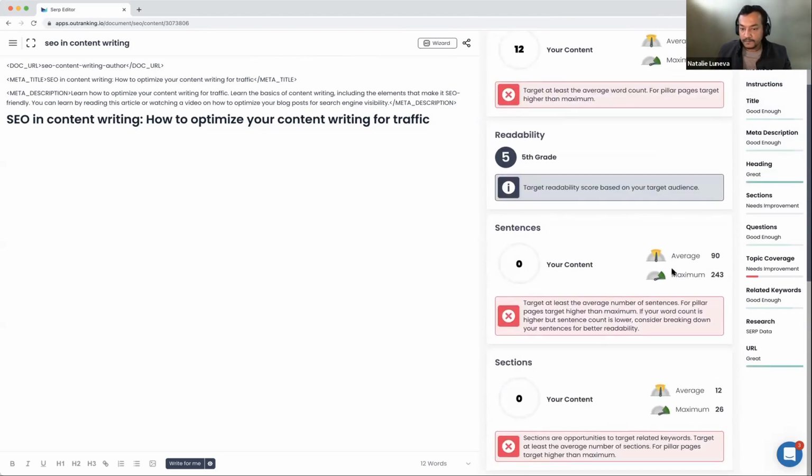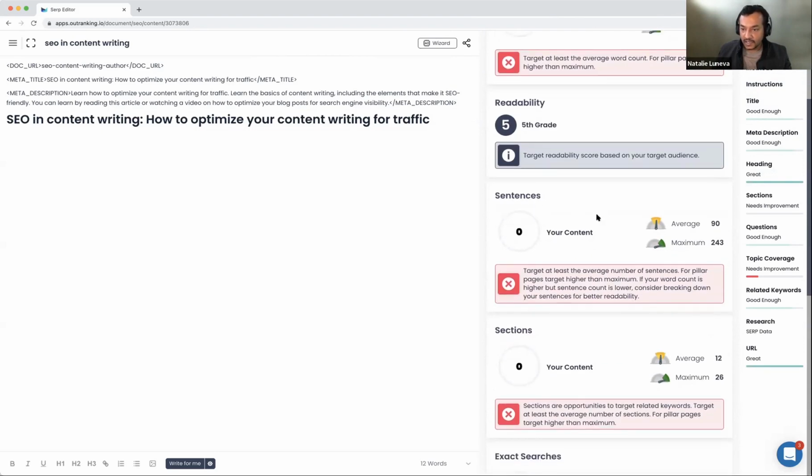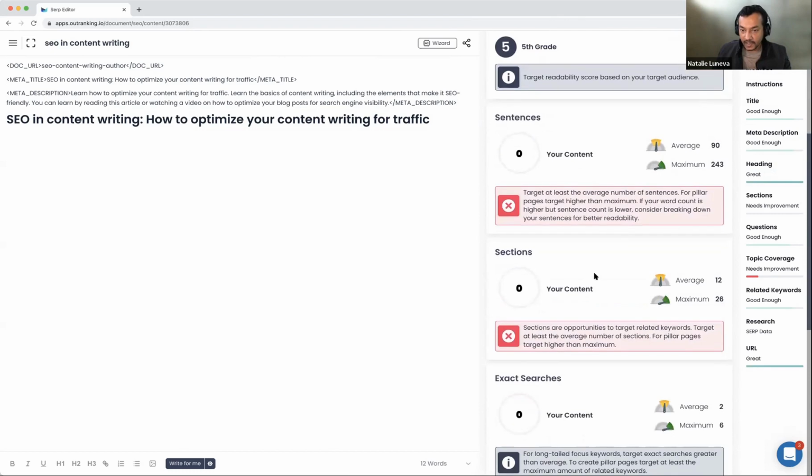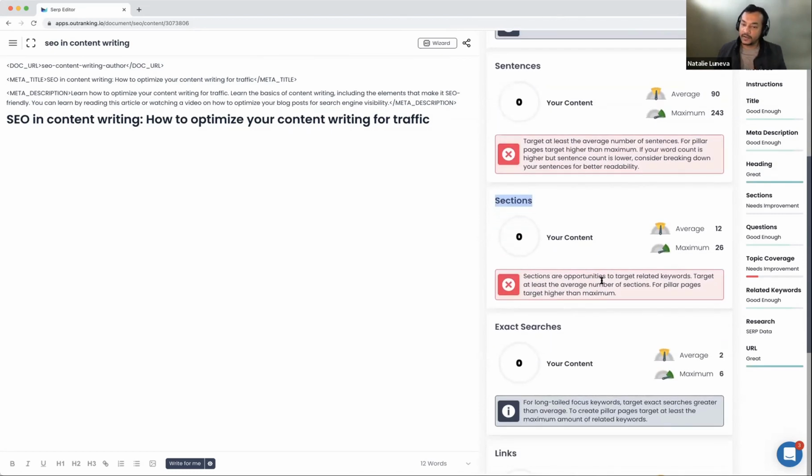Okay, then you can look at the readability. You can look at the sentences, how many sentences the averages have and the maximum have. Similarly, you can see sections. Sections is your H2 and H3 tags. This is something that we really emphasize because each section is an opportunity for you to include a related keyword. So we don't want it to go waste. If there are 12 sections, you can understand what sort of depth that content might have, and what sort of structure it might need.